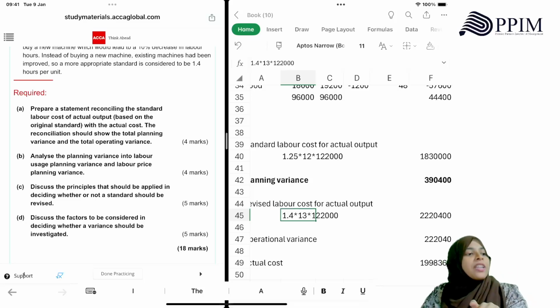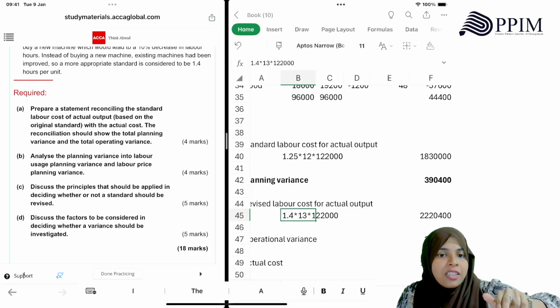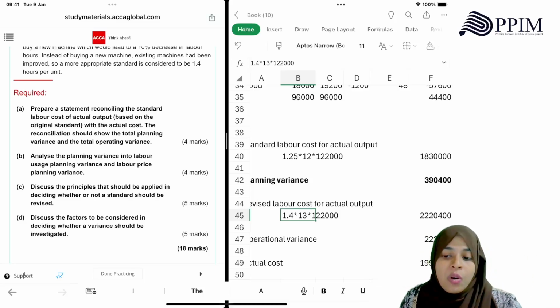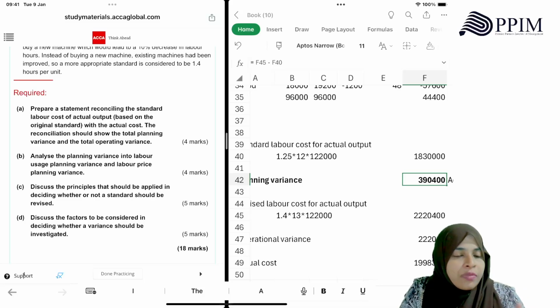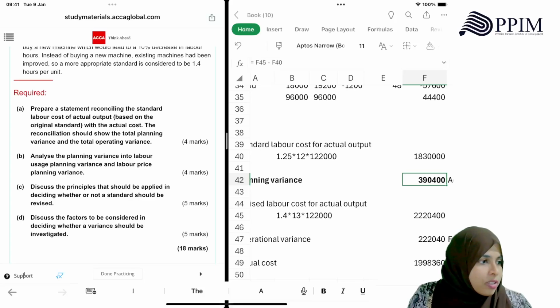So in this particular situation, if the question only comes like this, then we have to use this revised hours. We don't use the actual hours. Why? Because this 390, 400, if we want to tally with that, if we use the actual hours, it won't tally. But in any other situation, we have to always use the actual hours, because that's the correct way of doing it.